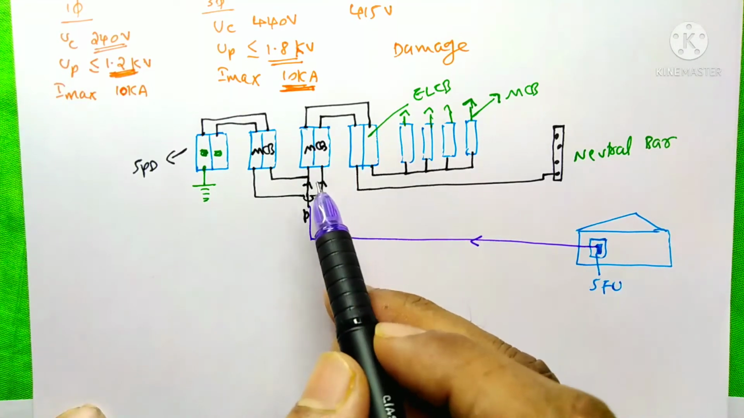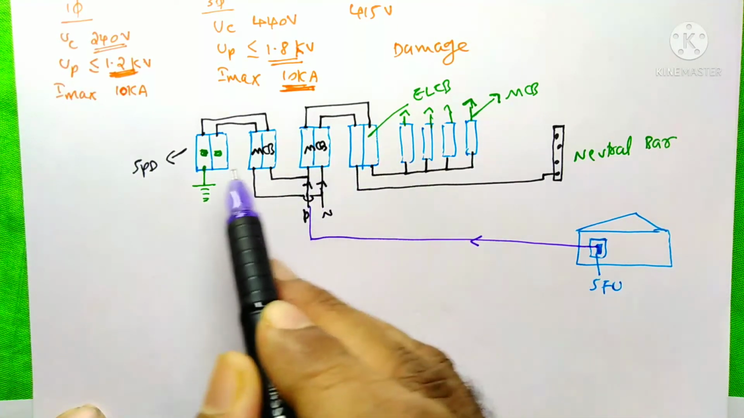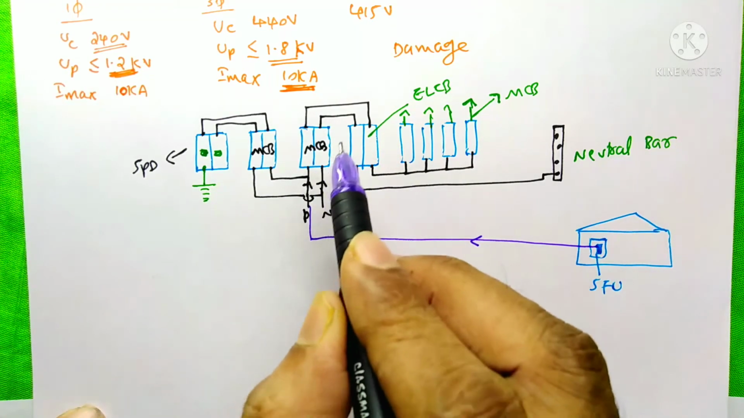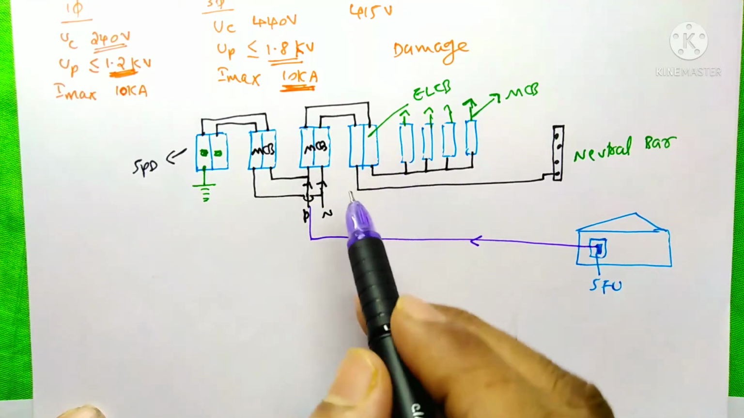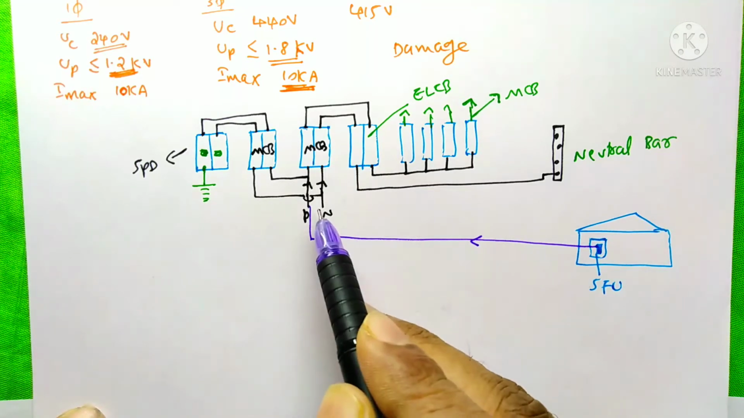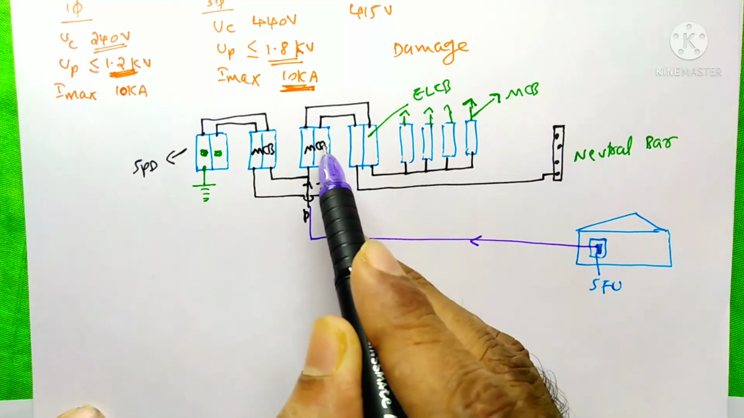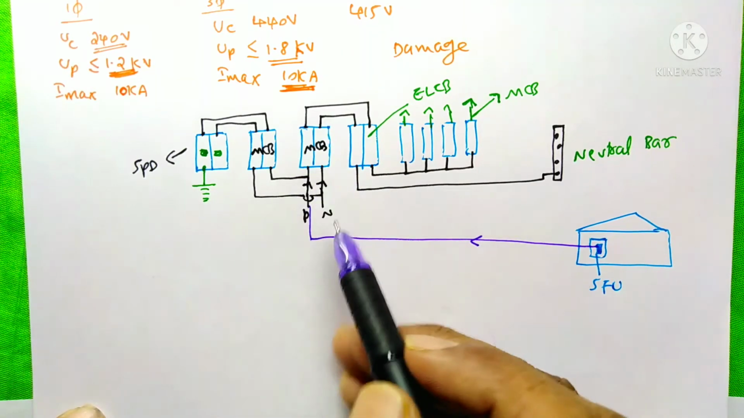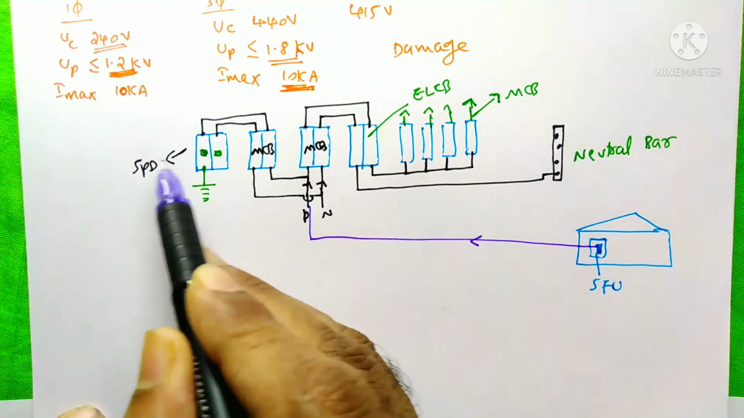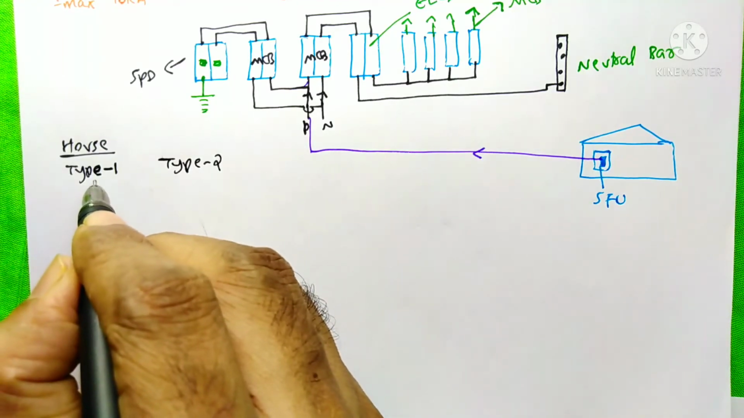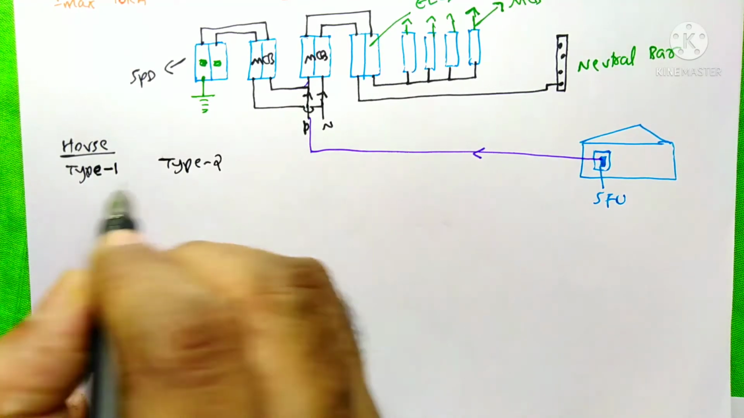And one more thing, I have seen many electricians connecting this SPD after this MCB. The disadvantage of that connection is, whenever these surges appear on the circuit, they will go through this MCB. At that time, this MCB may get damaged. You could avoid that by connecting the SPD in parallel with this main MCB. And one more thing, a combination of type 1 and type 2 is available.